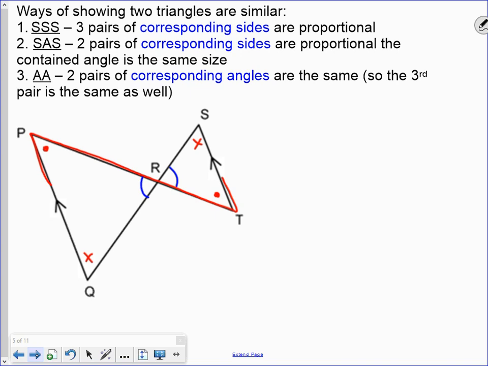That's enough to show using the angle-angle property that these two triangles are similar. So we could say that triangle PQR is similar to triangle TSR, which matches up angle P to T, Q to S, and R to R, because clearly angle R and angle R match up to each other.